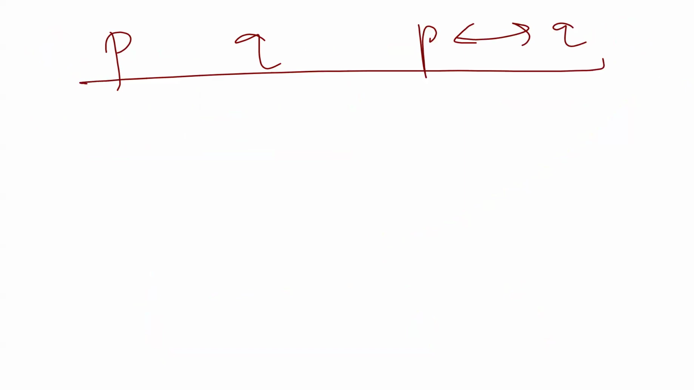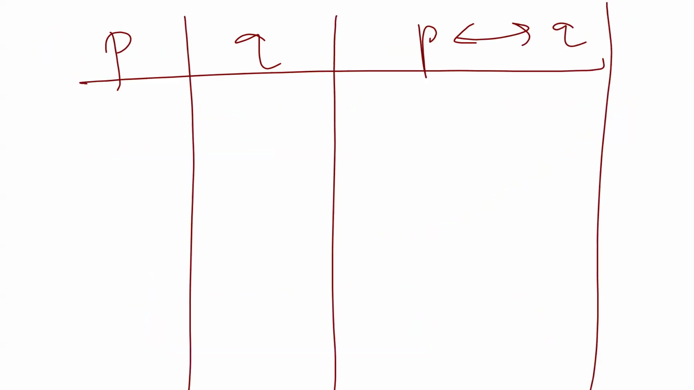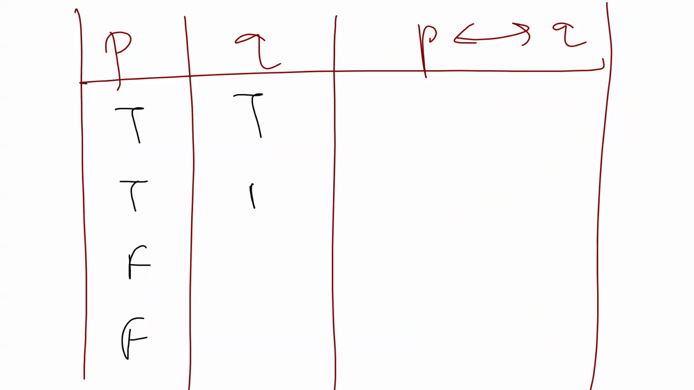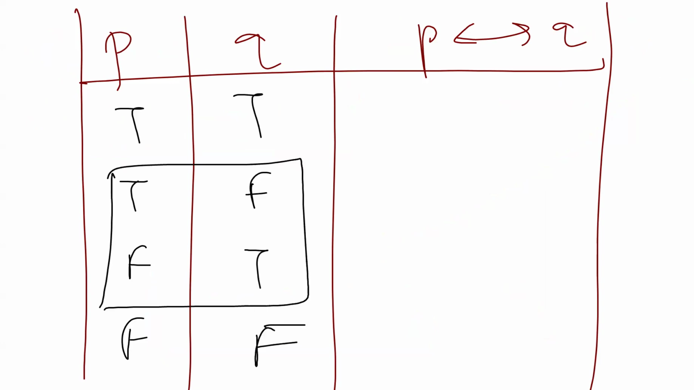Truth table. How to remember this? If any one is false out of P and Q, the final answer will be false. Otherwise, it is true.